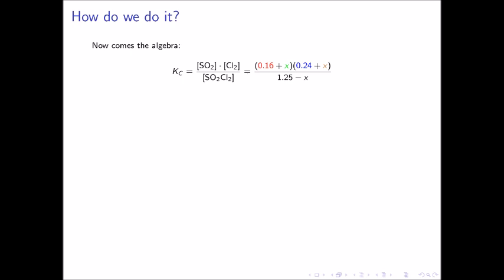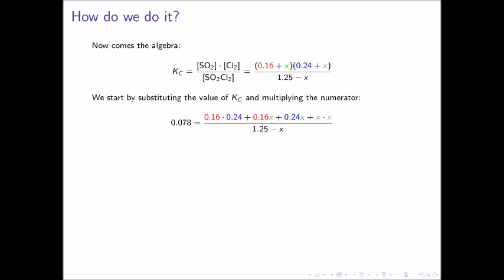This results in the quantity 0.16 plus x times the quantity 0.24 plus x, all divided by 1.25 minus x. The first step is to substitute in the value of Kc, or 0.078, and to multiply out the numerator. This gives us 0.16 times 0.24 plus 0.16 times x plus 0.24 times x plus x times x.